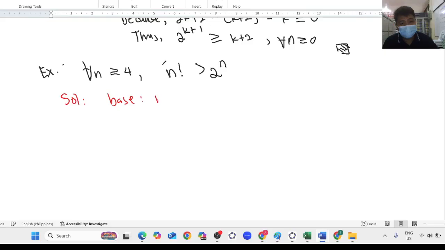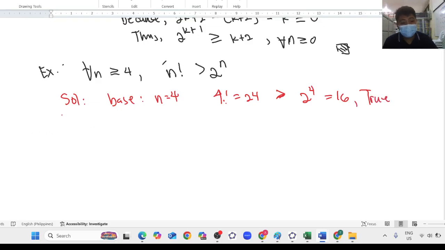Base case: for n equal to 4, we have 4 factorial, and 4 factorial is equal to 24. Is this greater than 2 raised to 4, which is 16? And that is true.